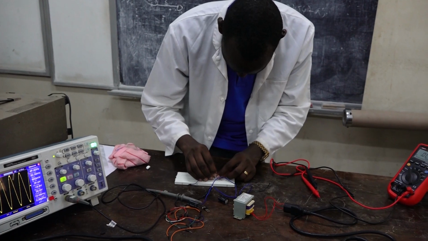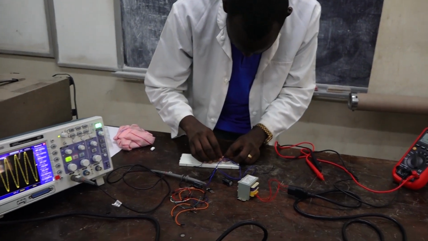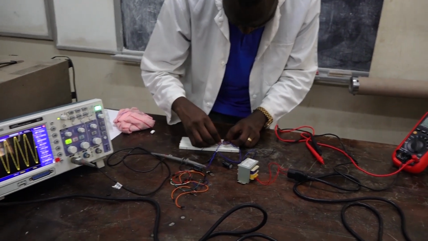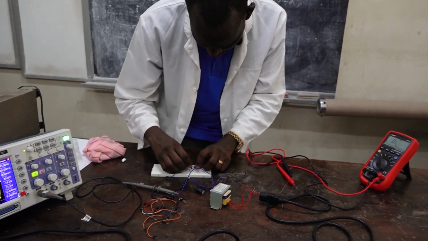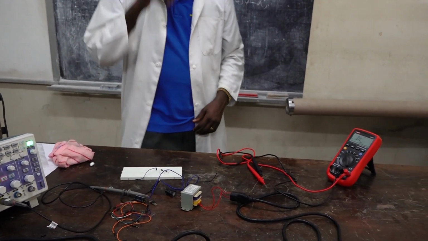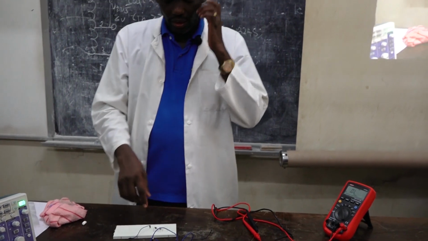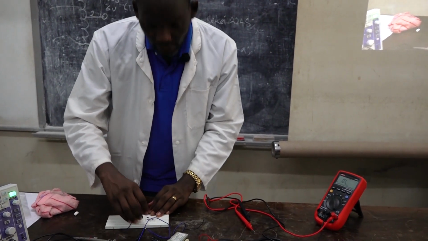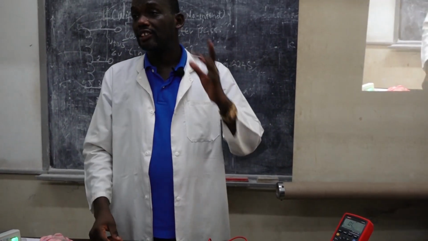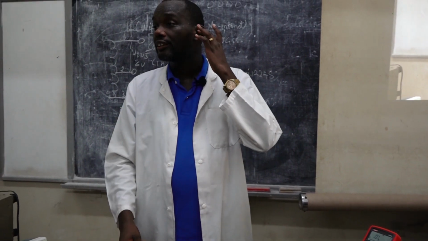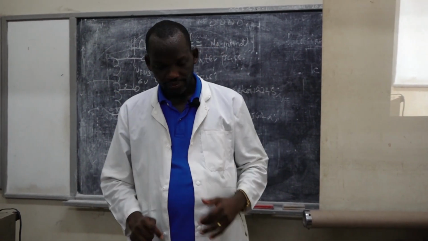You have to make sure that when you connect your diodes, you avoid the short circuit between them. Because if you short circuit the diodes, you are going to burn the step-down transformer and all the diodes. So you have to be careful.